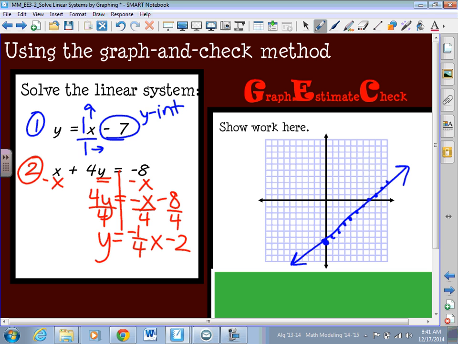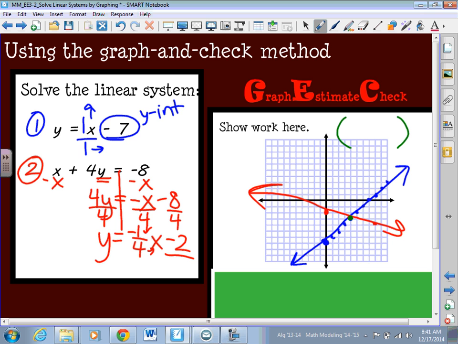So I'm going to come over here and graph. My y-intercept is -2, so I'm going to go down 2. My slope is negative 1/4, which means I'm going down 1 and to the right 4. So if I go down 1 and to the right, 1, 2, 3, 4, oh my goodness, look at that, it already shows exactly where they cross. Their point of intersection is right here where the blue and the red intersect. I'll make it green.